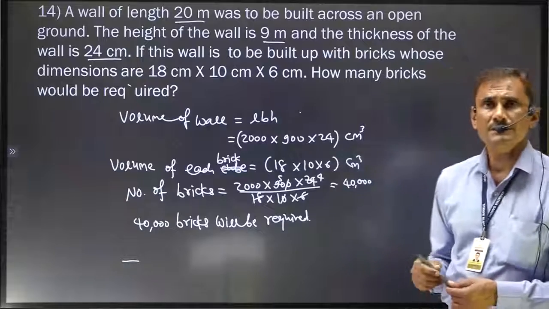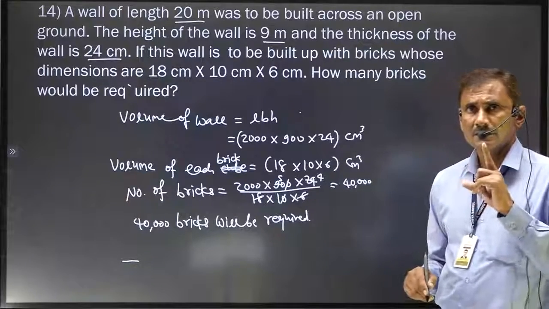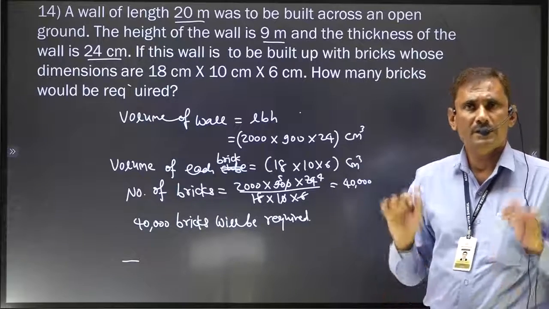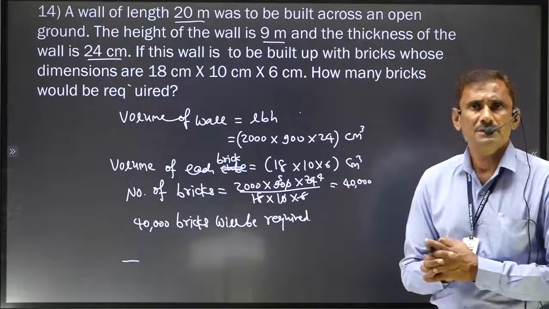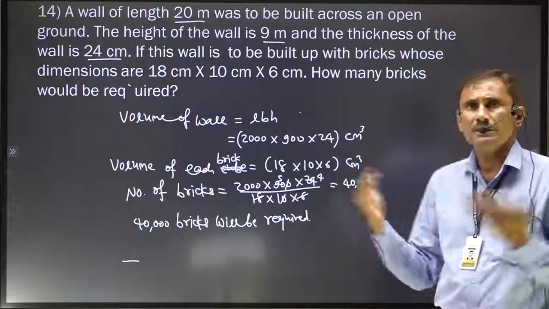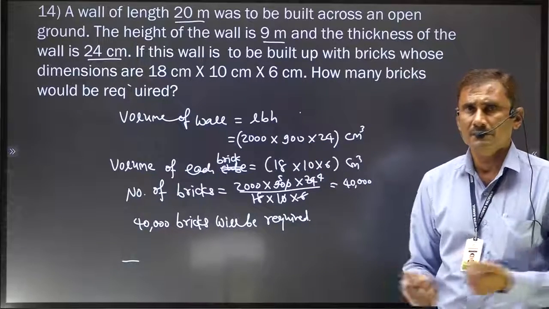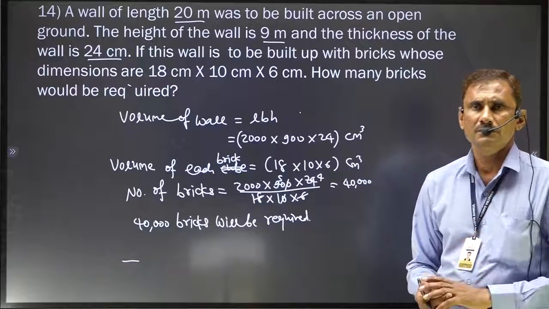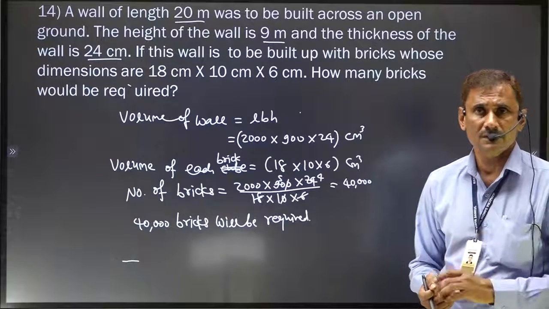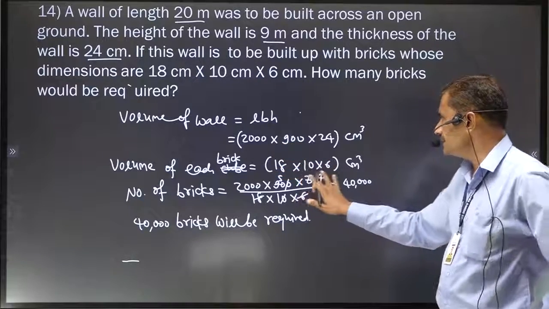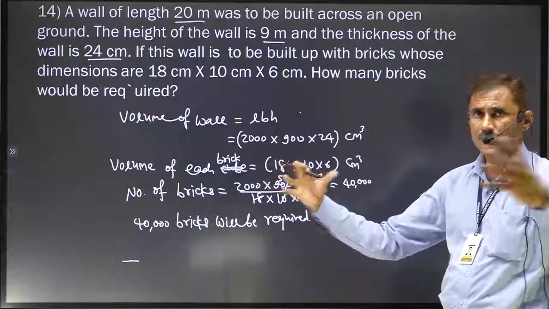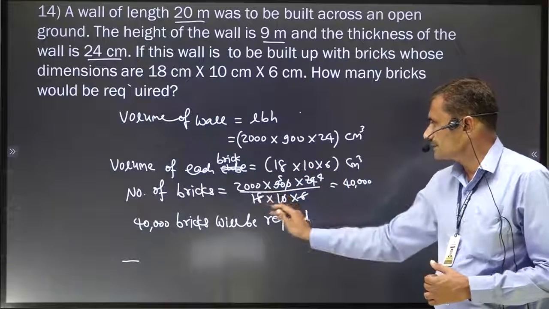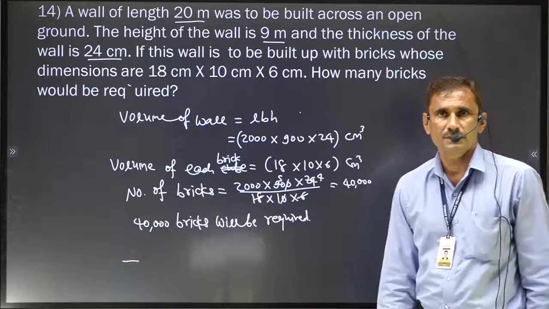18 into 10 into 6. Again, not to multiply them. You can multiply, no problem. You can get the answer also, but it will be time consuming. If you once multiply, again you have to divide. Again cutting will be difficult. So just be careful for calculation. Easy calculation only. You just keep them in factorized form only, not to expand, means multiply them. Okay, so we got at last the number of bricks here, and that is 40,000.